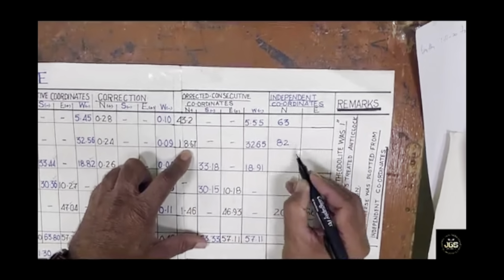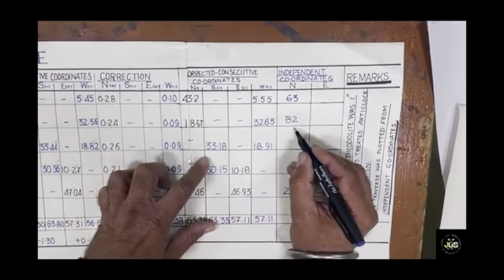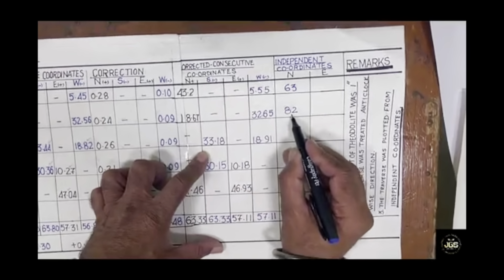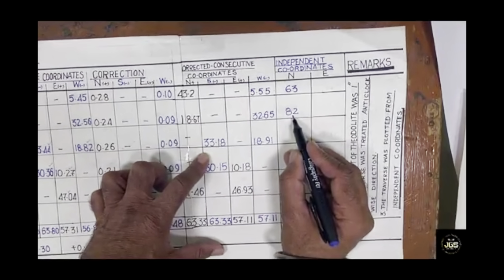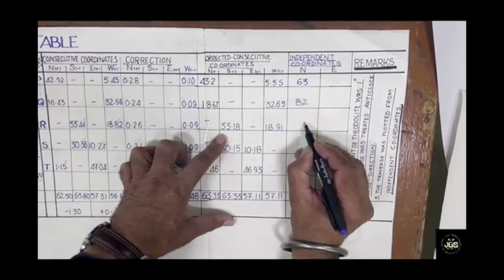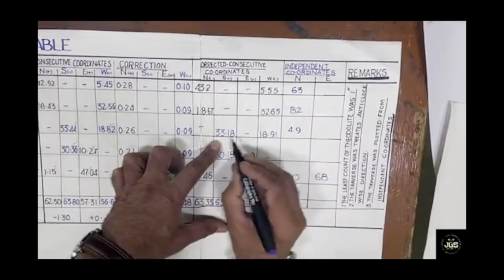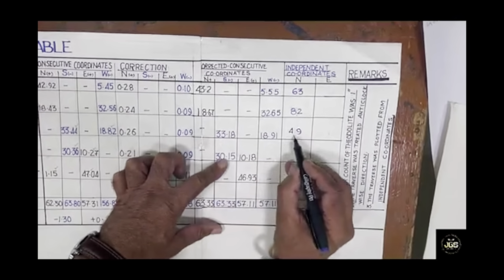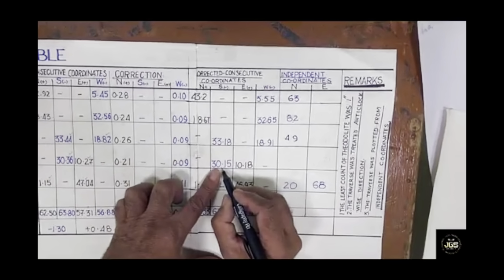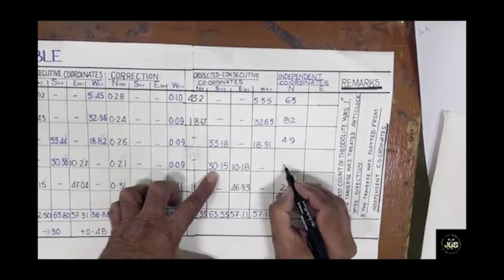Okay, same nature will be added, different nature will be deducted. So here, next coordinates of point R, these are in south, these are with the nature of minus. So 82 is the independent coordinate of point Q. From here you deduct 33. Okay, you deduct 33, this comes to be 49. 82 minus 33, again, 49. Again, you deduct over here. For the point S, these are 30. These are with the nature of minus. So 49 minus 30, this comes to be 19.